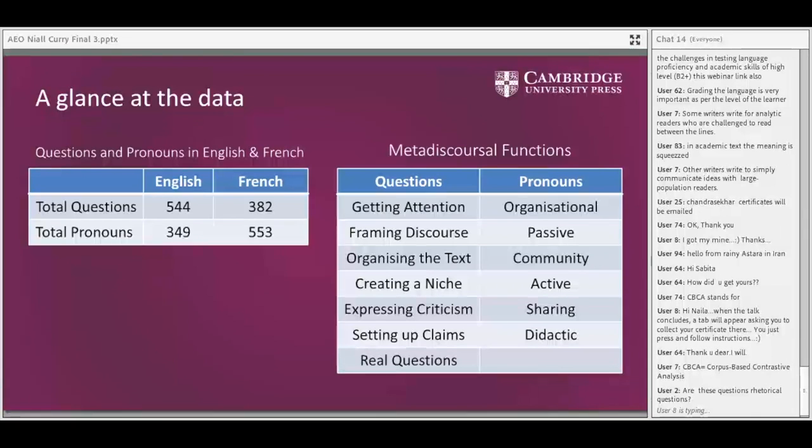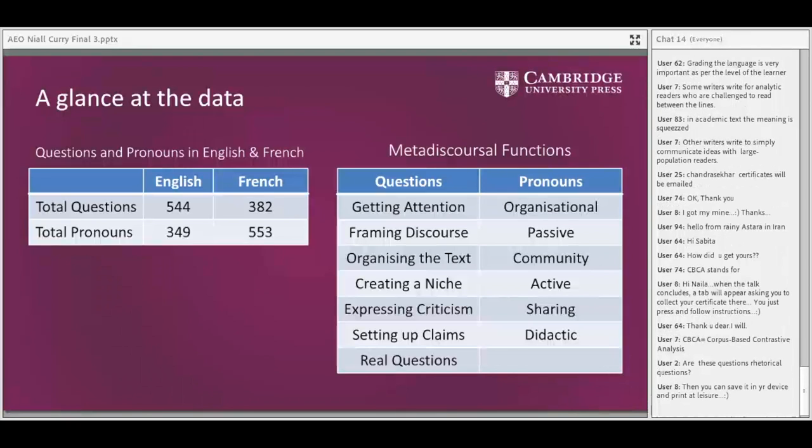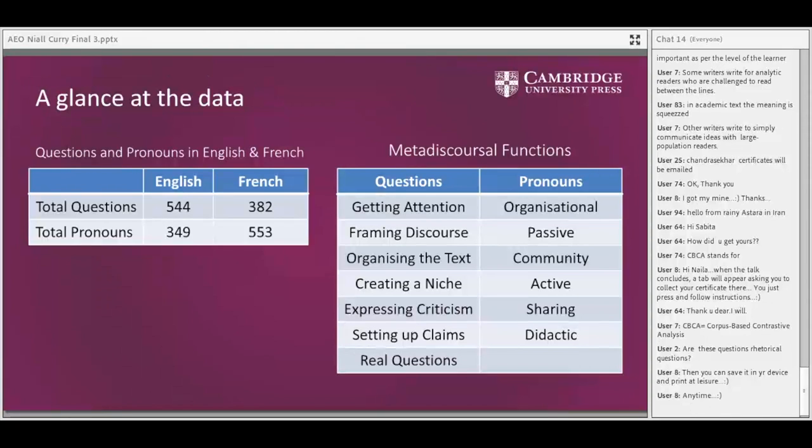of questions. So the questions in the academic writing were being used to get attention. They were being used to frame the discourse of the writing, so at the beginning, to tell us a little bit about the writing. They were being used to organize the text, to help us work through the text and tell us what's coming next. They were used to create a niche, so you might raise a question, and then that could be the question that you're hoping to answer. Used to express a critique of some sort, used to make a claim, so they might raise a question and then straight away try to answer that question by setting up that claim. And then also sometimes they were just real questions that they couldn't answer in the text, maybe asking for problems that could be solved a little later on.